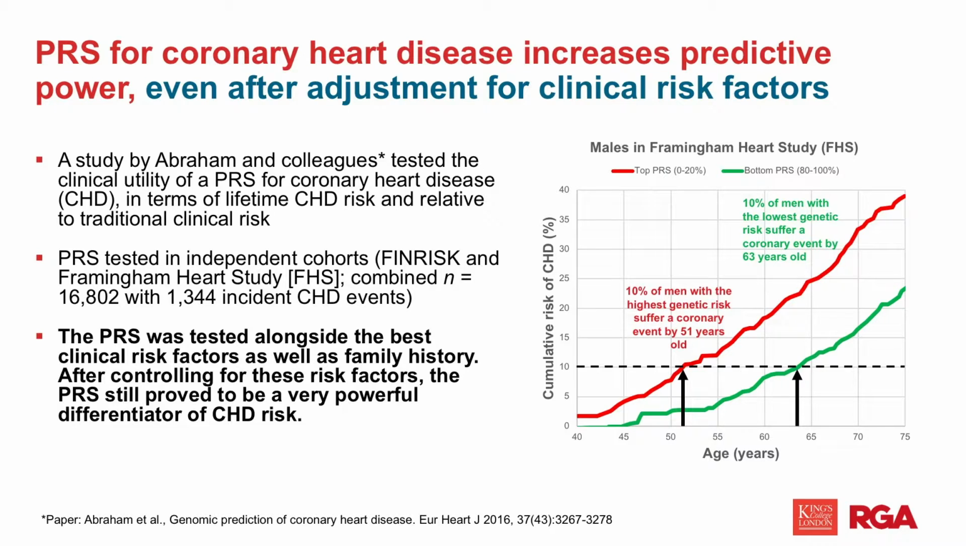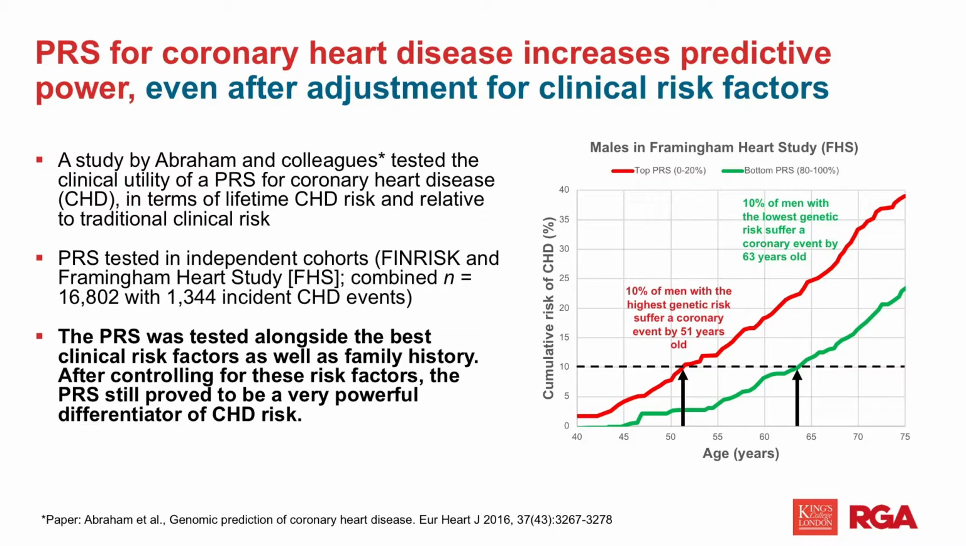If we look at one of the particular cohorts, the Framingham Heart study, and males specifically in that heart study, what we can do is plot the trajectories of people that go on to develop coronary disease according to their age. And as I said earlier, typically what we do is we look at those people with the highest risk scores and we compare it against people with the lowest risk scores. So here, the red line is men with the highest polygenic risk scores, the top 20% of polygenic risk scores. And we're plotting how long it takes until 10% of those men have had a coronary event. And what we see is that risk level is achieved at 51 years of age. So men in the Framingham Heart study with the highest polygenic risk scores, 10% of them have had a coronary event by the age of 51.